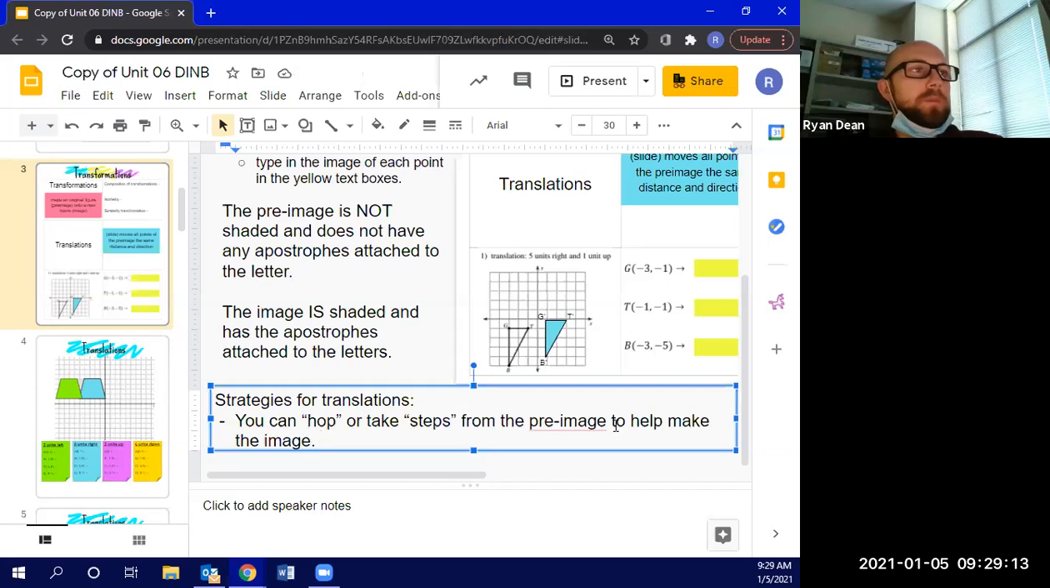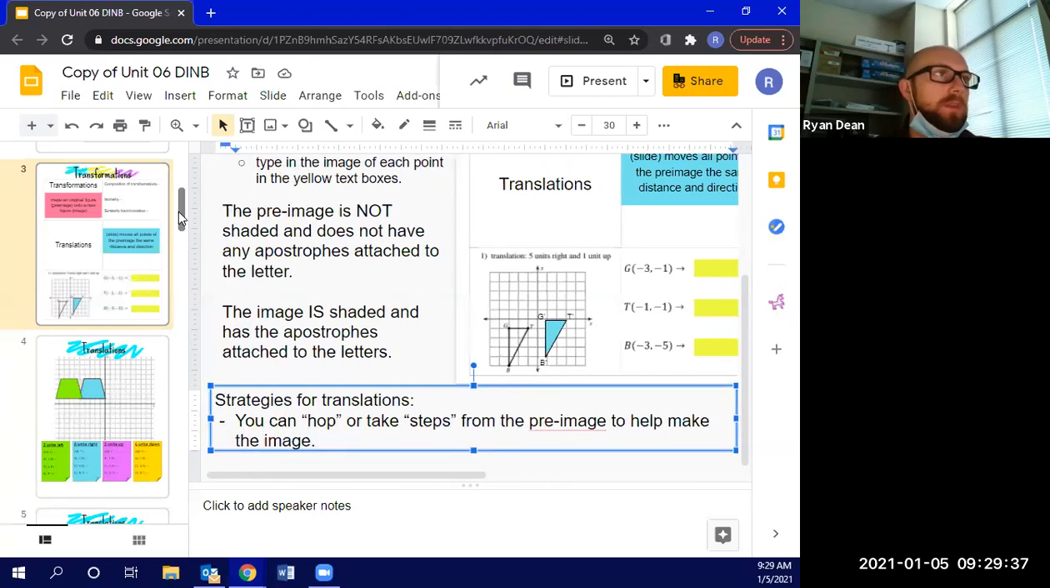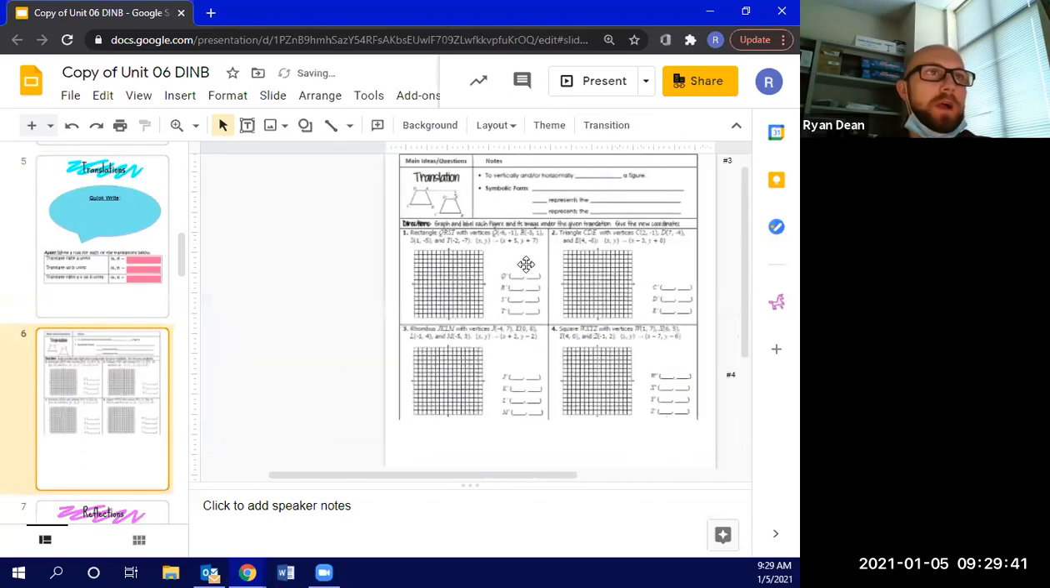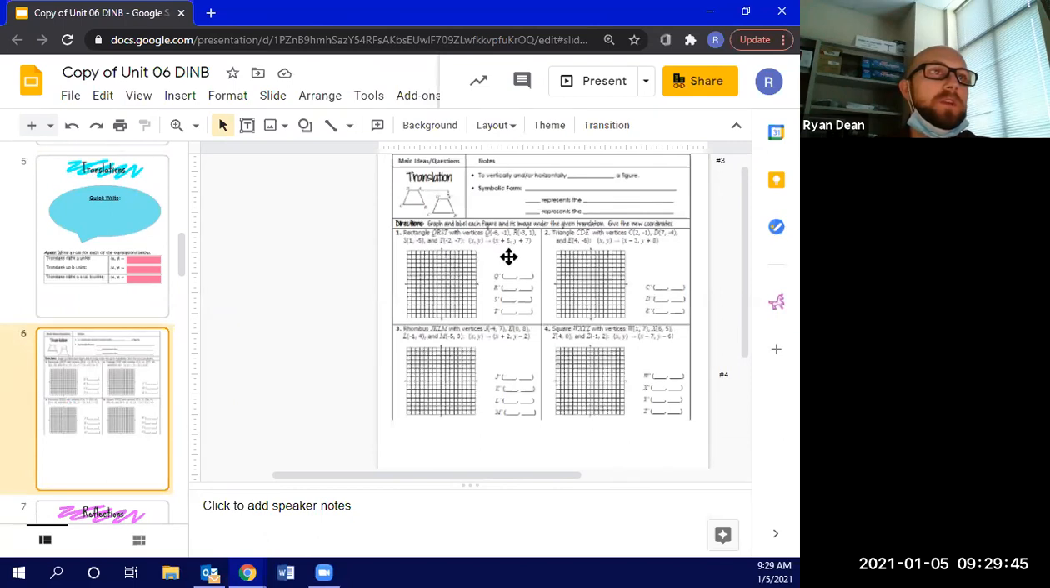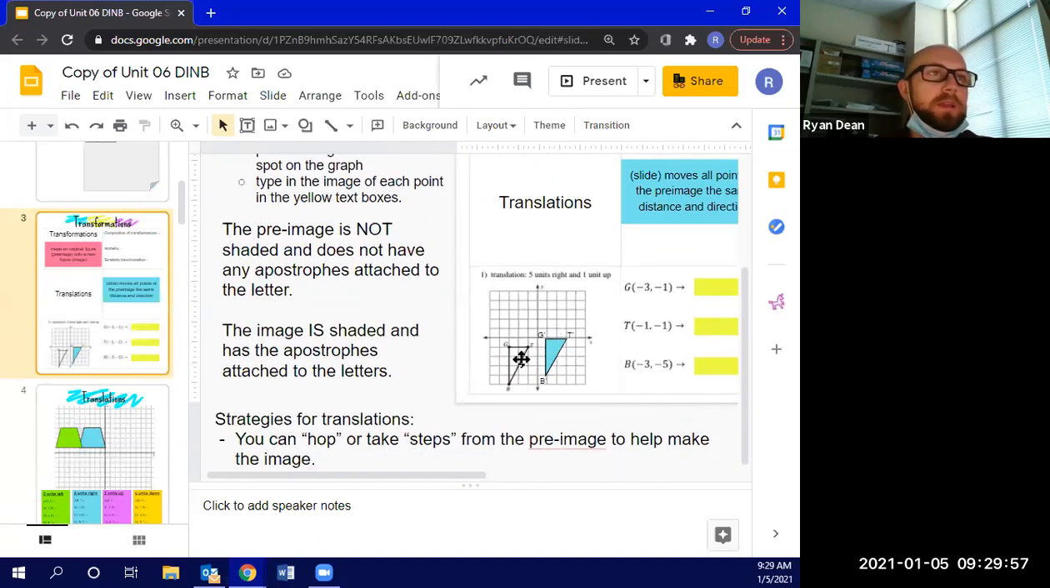Okay, so that's really the best strategy for translations. The other strategy, which we haven't talked about yet, is the one where you just add. You're going to add to the coordinates. We're not going to use this example, but we're going to go back to this slide down here and show how we can add the specific number of translated units to each coordinate to come up with our new shape. But for this specific example, it's easiest if they don't give you the coordinates. It's easiest to just hop the correct amount of spaces that it tells you to get to the next point.